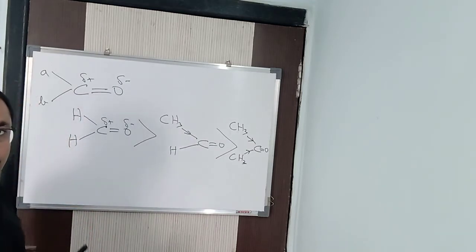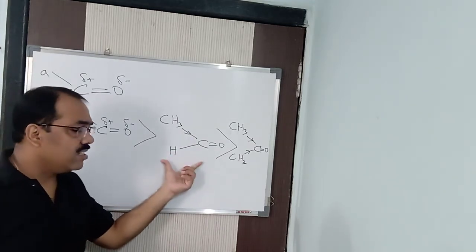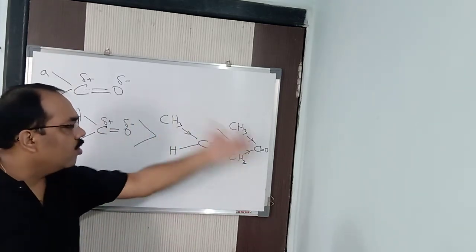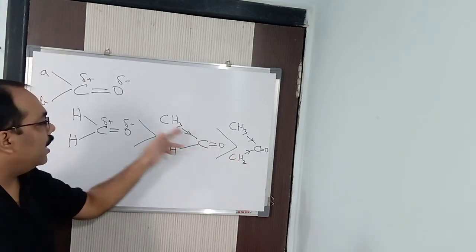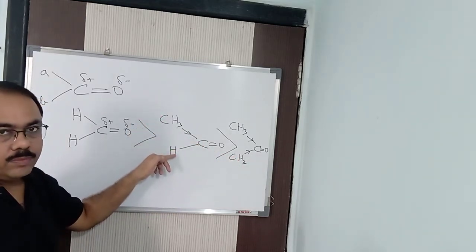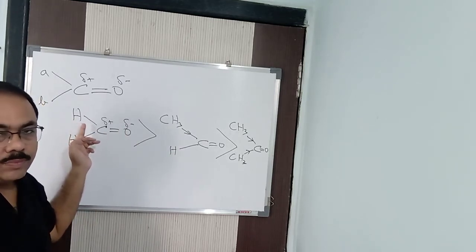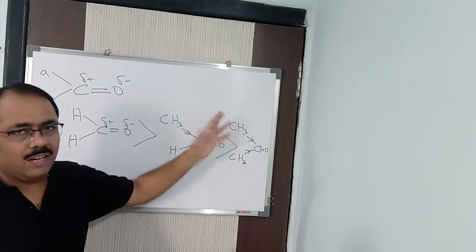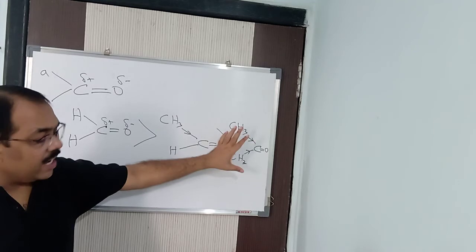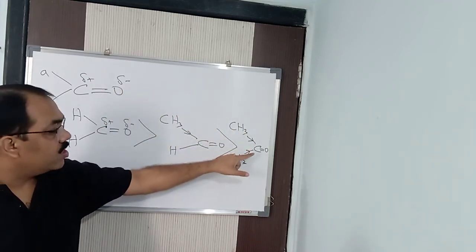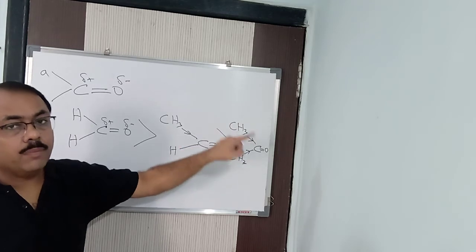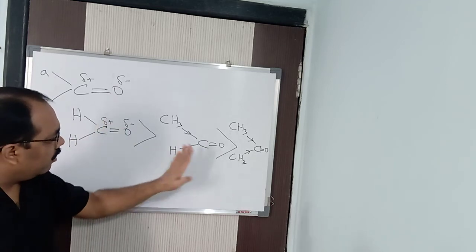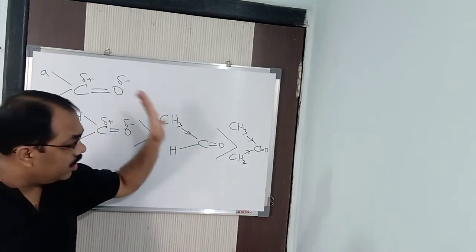So ultimately, in short, formaldehyde is more reactive than acetaldehyde, and acetaldehyde is more reactive than acetone. In other words, aldehydes are more reactive than ketones. Because the general formula of an aldehyde is RCHO, and for formaldehyde it is HCHO, but in ketones it is RCOR, where both groups are alkyl groups, maybe methyl, ethyl, propyl, whatever. Any alkyl group is an electron donor group, which decreases the electropositive nature of the carbonyl carbon, due to which the reactivity decreases. So remember always, aldehydes are more reactive than ketones.